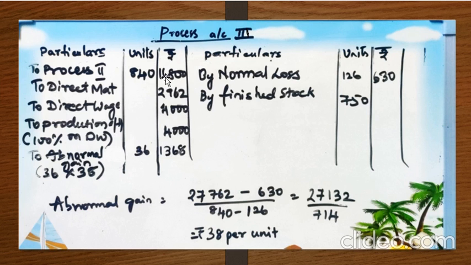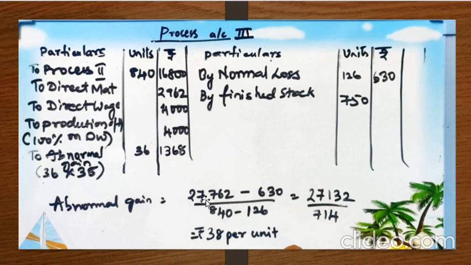You will add up 16,800 plus 2,962 plus 4,000 plus 4,000 till here. The total cost is 27,762 and your normal loss cost is 630. So 27,762 minus 630, divided by total units introduced 840, minus normal loss units 126.